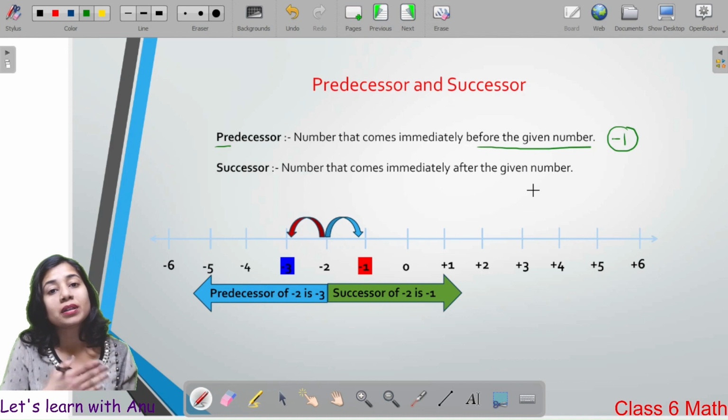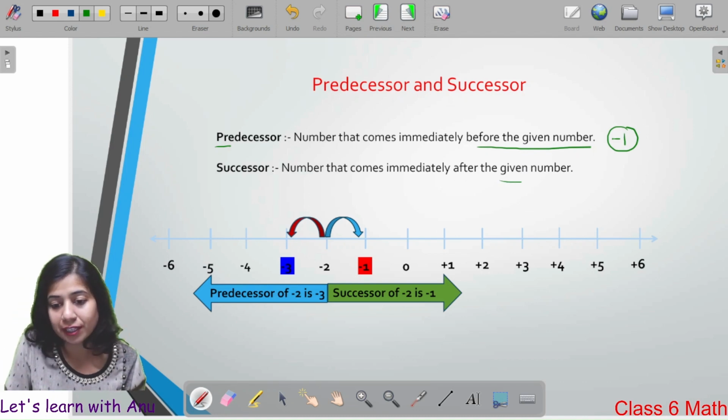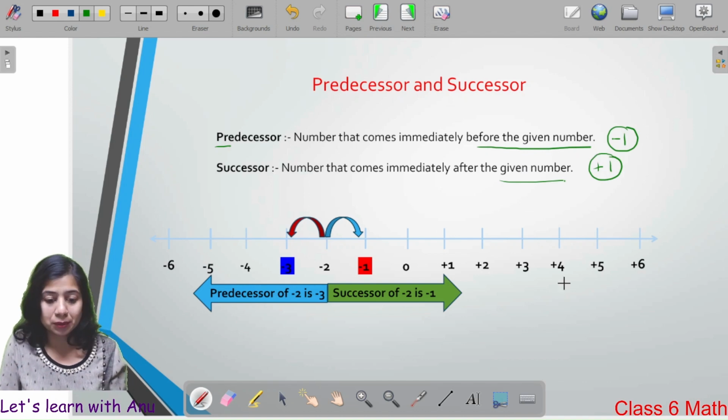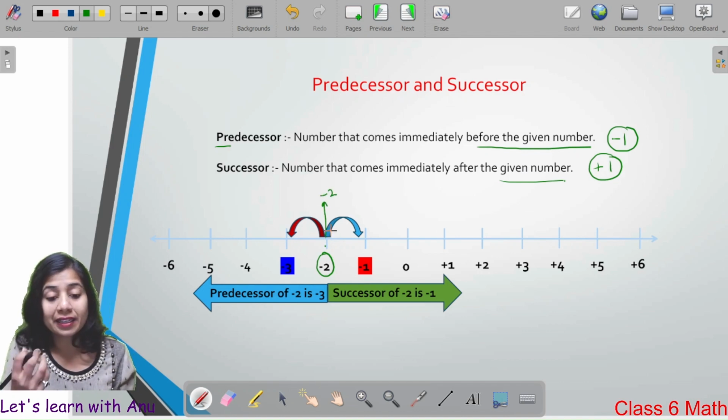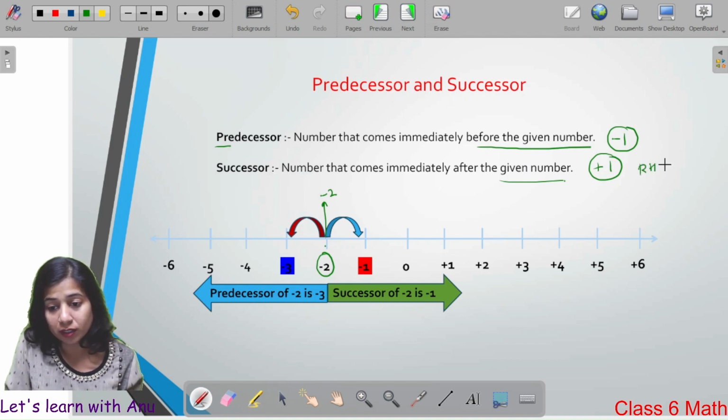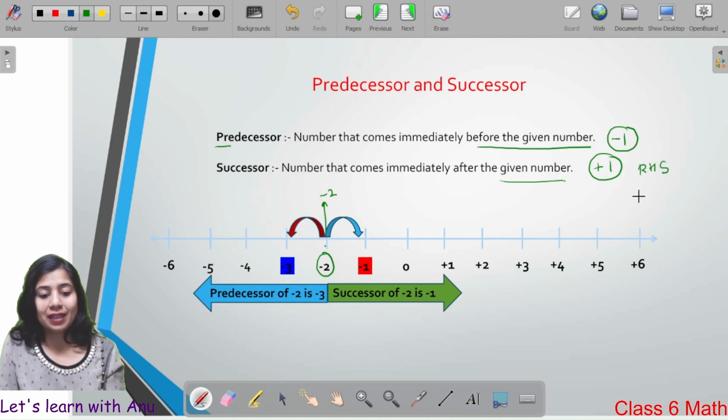Successor means the number that comes immediately after the given number. So here we are going to add 1 to the given number. We have one example also, like -2. If we have to find the successor of -2 using the number line, it is the number immediately on the right hand side of the number.